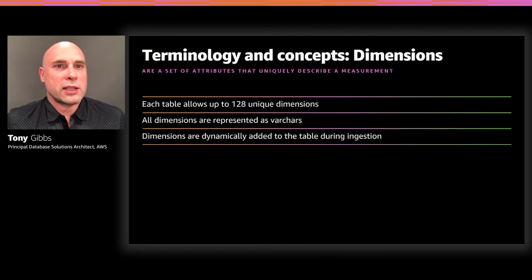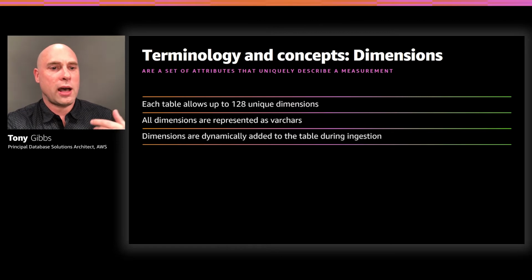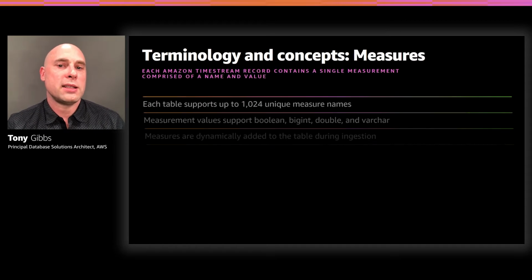So dimensions are the next piece of terminology I'm going to introduce you to. We support up to 128 of these. These are defined at ingestion time. As you're writing data into Timestream, we dynamically figure these out. You define, hey, this is a dimension, you send that in, and we add them as necessary. The next piece is measures.